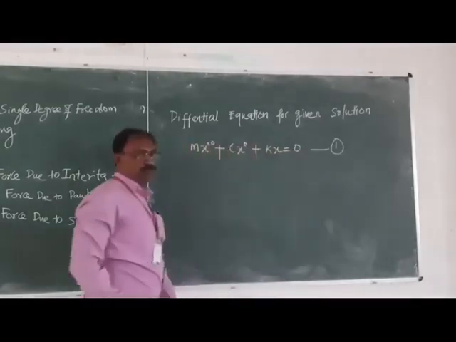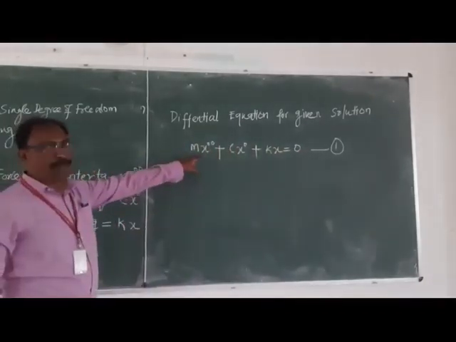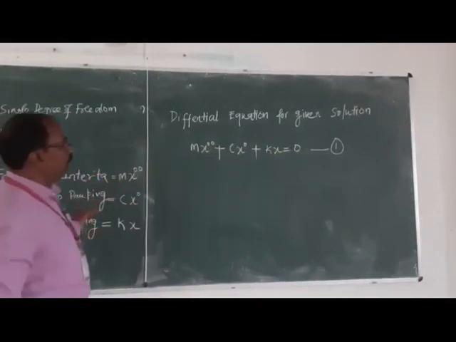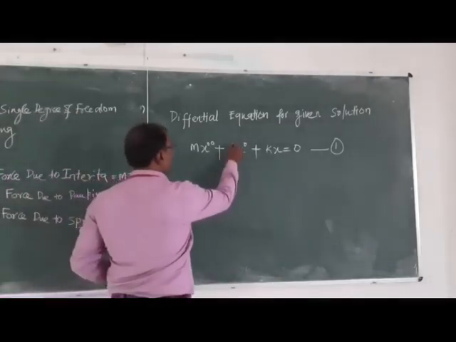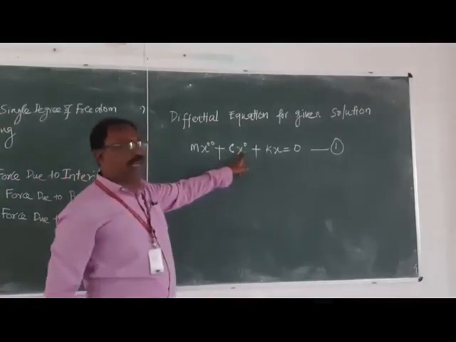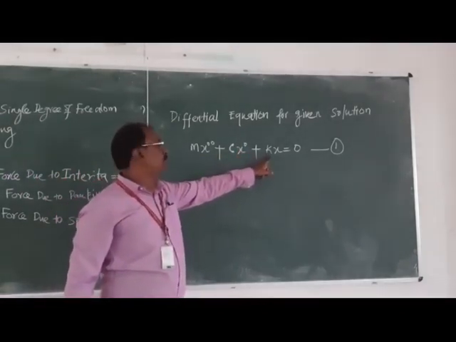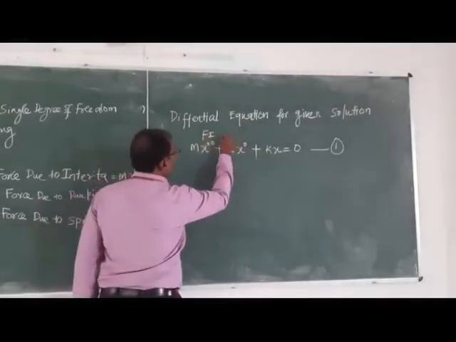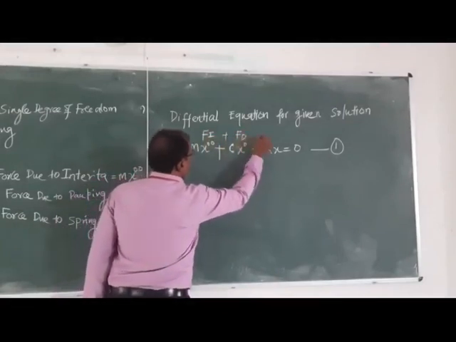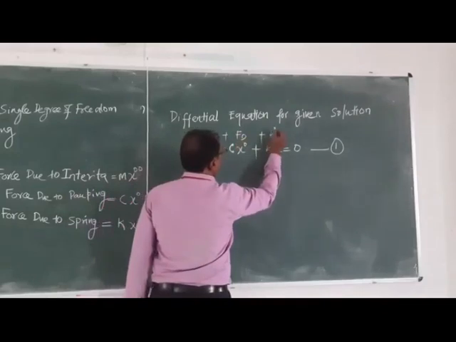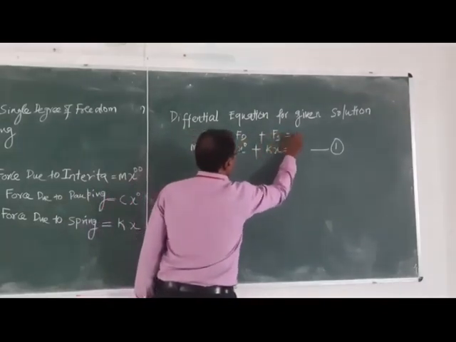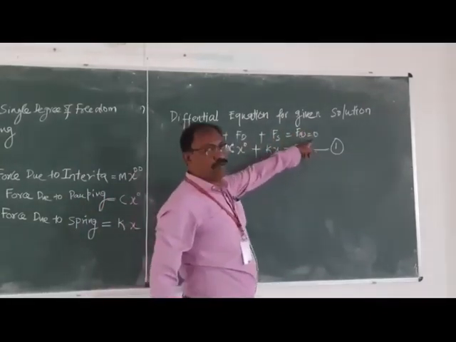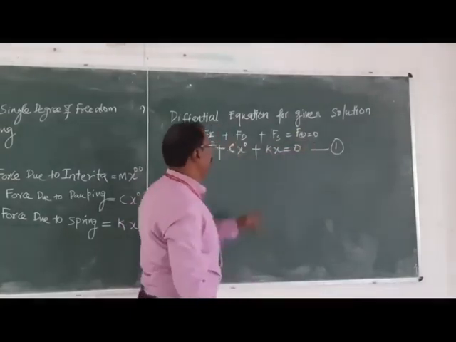This is equation 1. What is m x double dot? This is the force due to the acceleration. Force due to the damping is c into velocity. Another one is force due to the displacement. We can remember like this. Since f of t is 0, because it is free vibration, that is called free vibration.